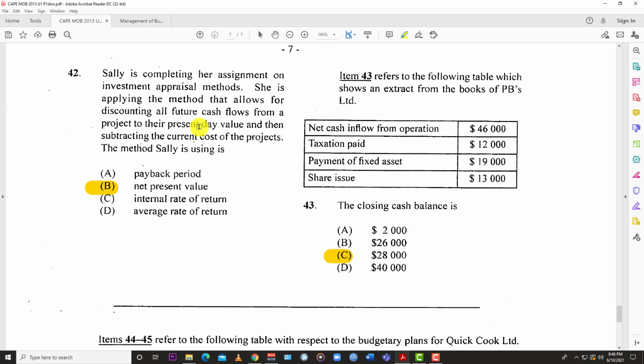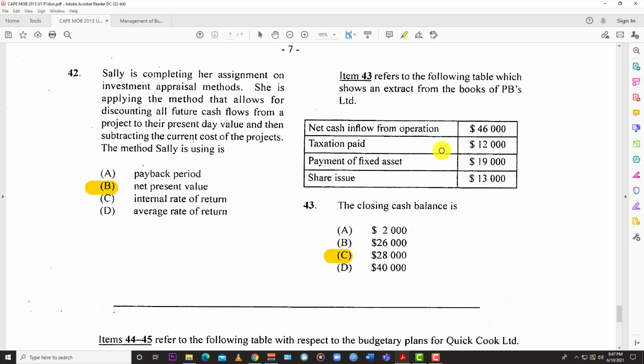43. Sally is completing her assignment on investment appraisal method. She is applying the method that allows for discounting all future cash flows from a project to the present day value and then subtracting the current cost of the projects. The method Sally is using is net present value. Because when you're looking at time frame, this is the only one really that is looking at the time frame. So it's B, net present value. You want to know what the value is now after doing all of the calculations.